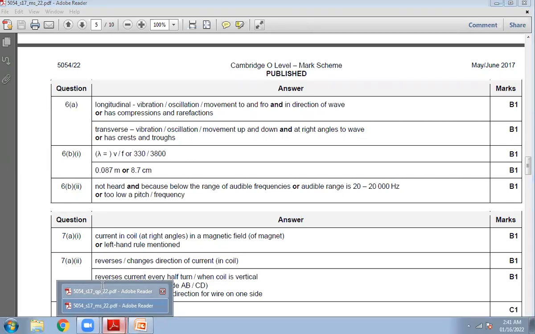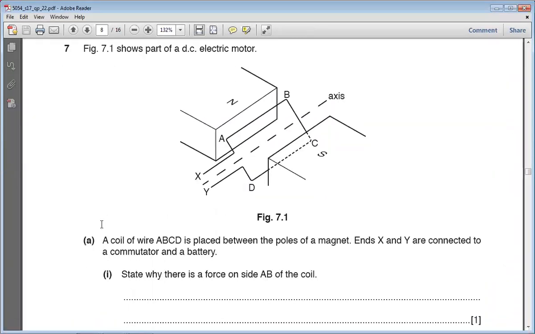Okay, so figure 7.1 shows parts of a DC electric motor. Here you have the North Pole, here you have the South Pole, here is the coil A, B, C, D. Here we have connections X and Y. This is the axis about which the coil will rotate.